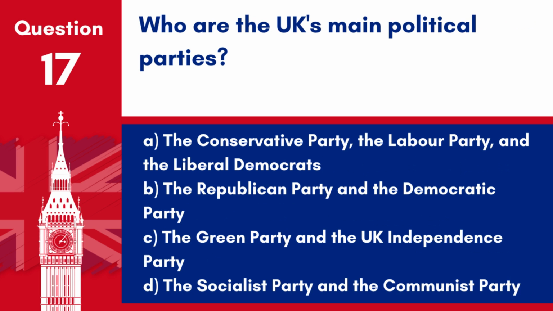Question 17. Who are the UK's main political parties? A. The Conservative Party, the Labour Party, and the Liberal Democrats. B. The Republican Party and the Democratic Party. C. The Green Party and the UK Independence Party. D. The Socialist Party and the Communist Party.